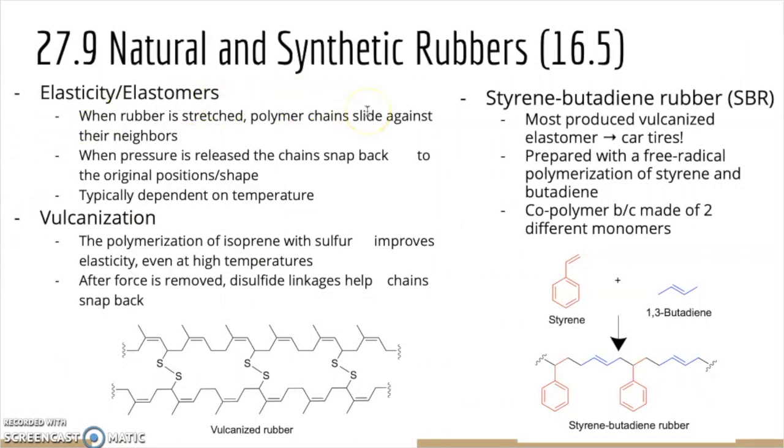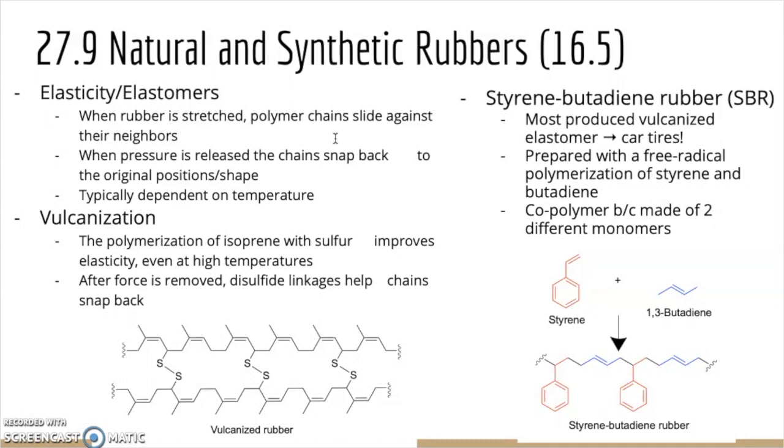Moving on, it touched a little bit on how elasticity works, and so some polymers are also called elastomers, meaning that when they are stretched or some force is put onto them, the chains will slide back and forth against the neighboring polymer chains, and then if you were to release that pressure, the chains would snap back into their original positions and shape.